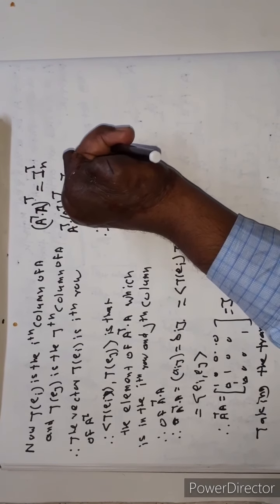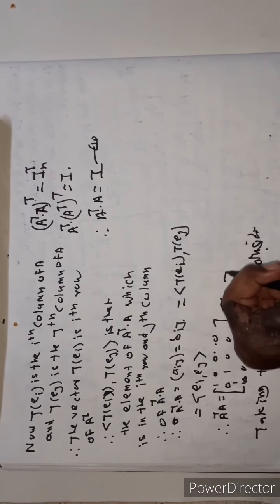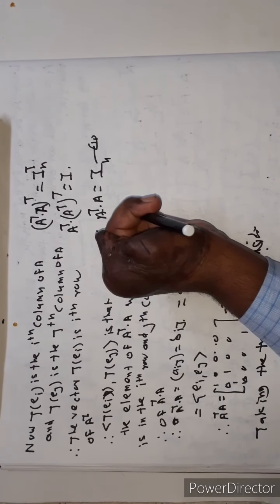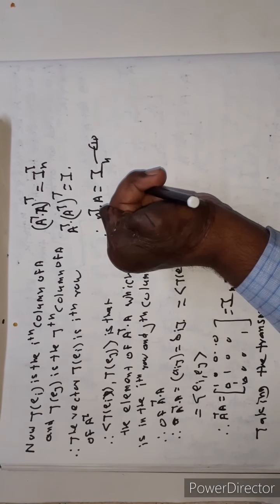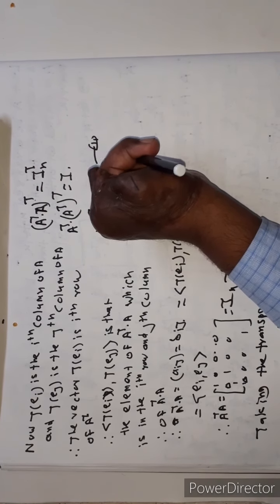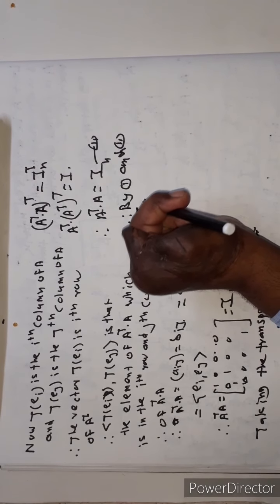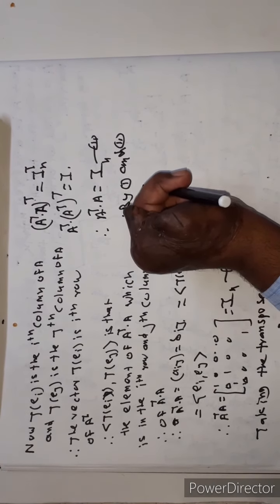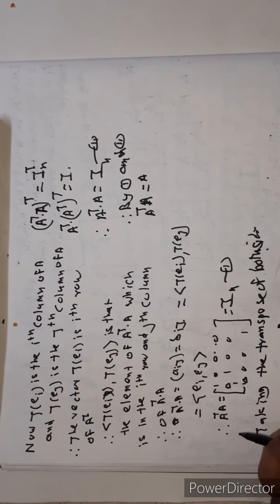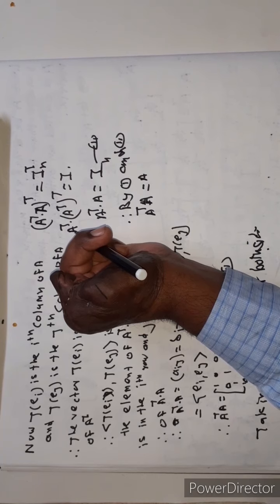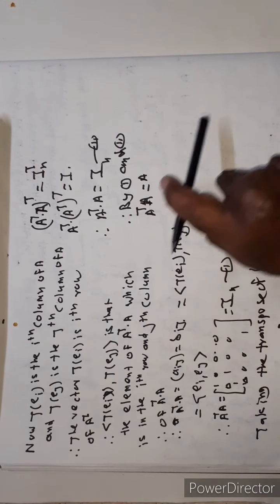This is 2 and this is 1. Therefore, by 1 and 2, A transpose into A is equal to A into A transpose. A transpose into A is equal to In.